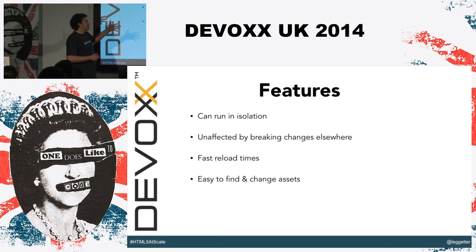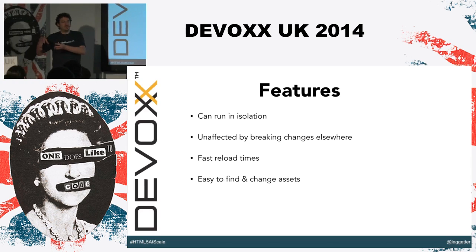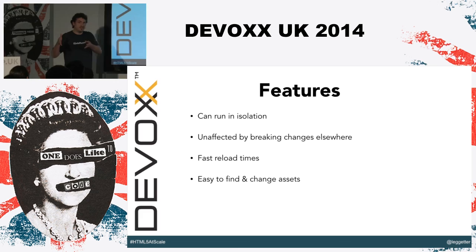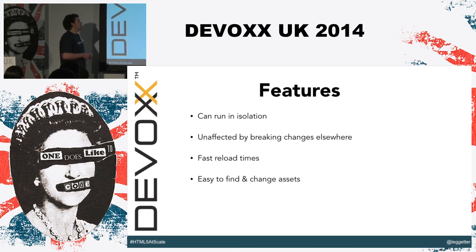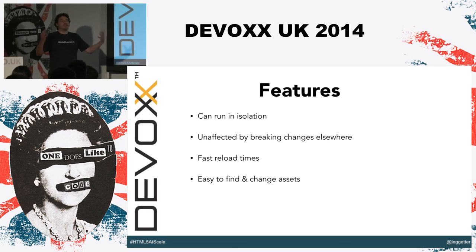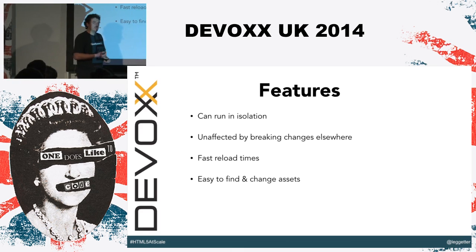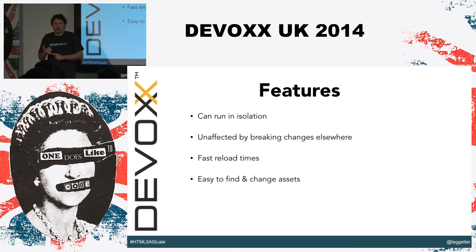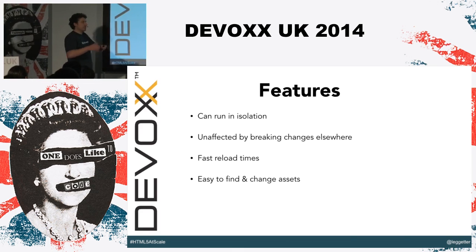So we can run that feature in isolation. We're unaffected by changes elsewhere because we're only serving the assets from our feature directory. We get fast reload times because we're not loading the full application and all of its dependencies, and it's easy to change. We know where the CSS is for our send button, and we know where our JavaScript click handler is because it's under that feature folder under JavaScript.